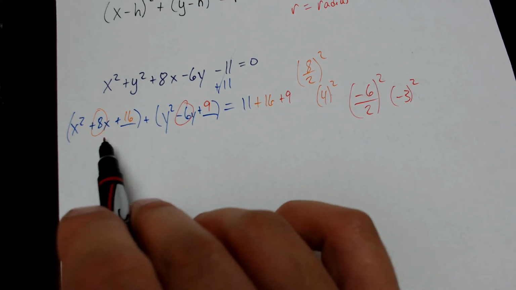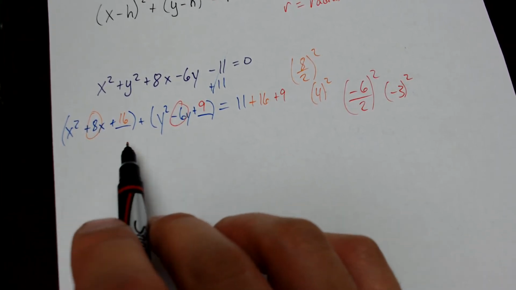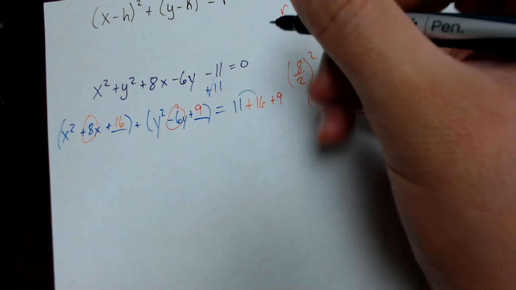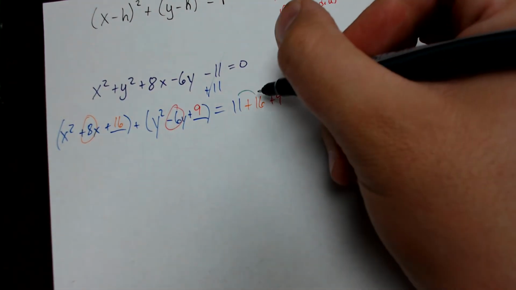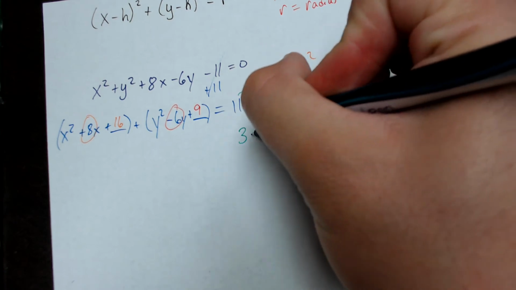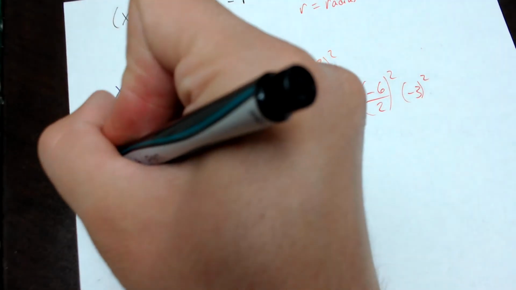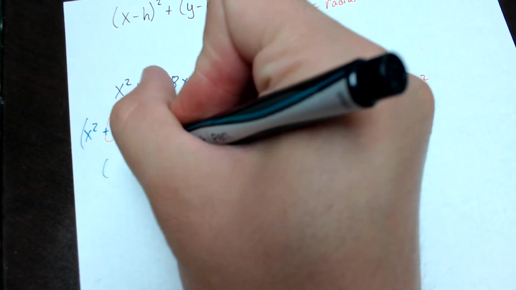From here, I've got two perfectly squared quadratics, and then I've got some whole numbers I need to simplify on the right side, and then I can keep going into solving, or rewriting actually. Let's go with green. So 11 plus 16, I get 27. 27 plus 9 gives me 36. So I've got 36 on the right. And then here, I'm going to go ahead and factor these into their perfect squares.